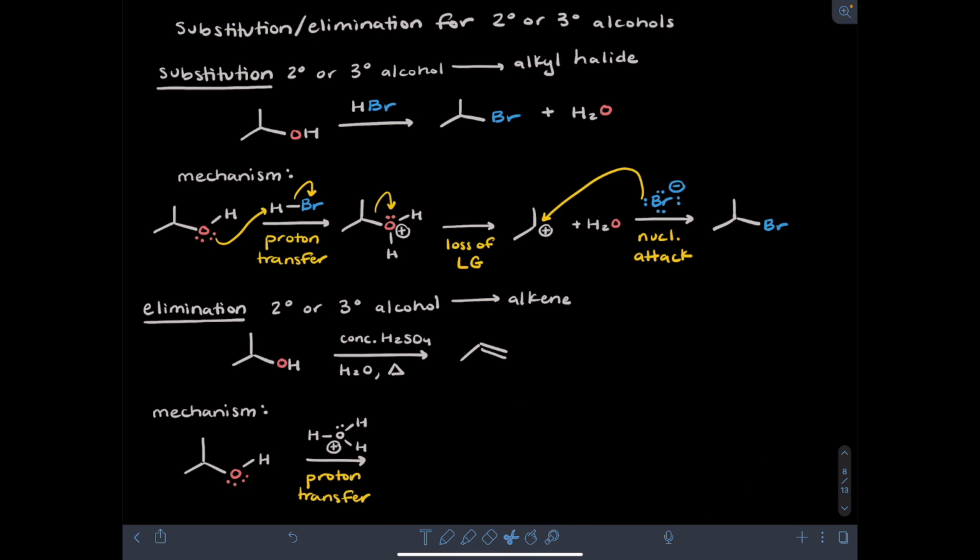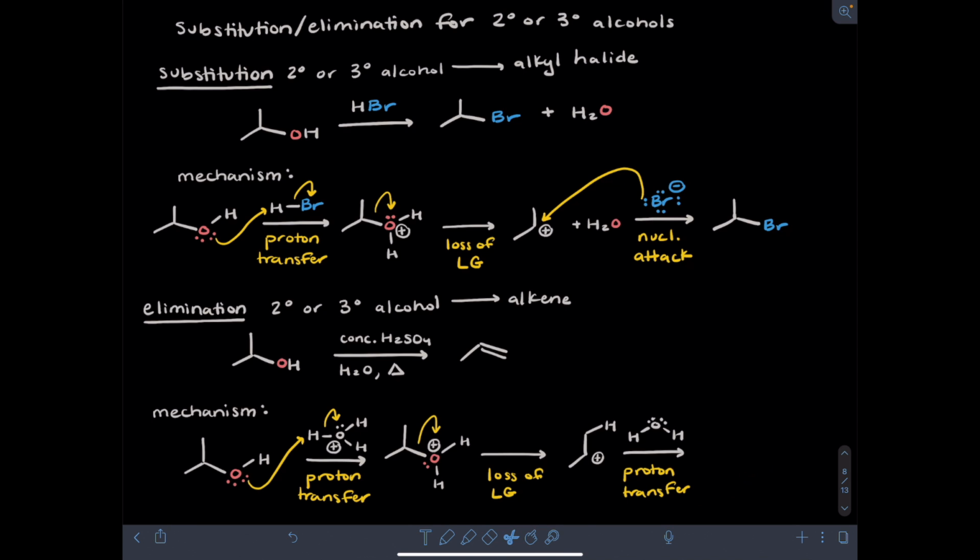The first step of the mechanism here as well is generating a good leaving group. To do that, I need to protonate the oxygen. This would form the conjugate acid, where the H2O molecule is now a good leaving group. For a secondary or a tertiary alcohol starting out, a loss of leaving group will occur, breaking the carbon-oxygen bond and bringing the electrons to oxygen. This step is forming a water molecule and a carbocation.